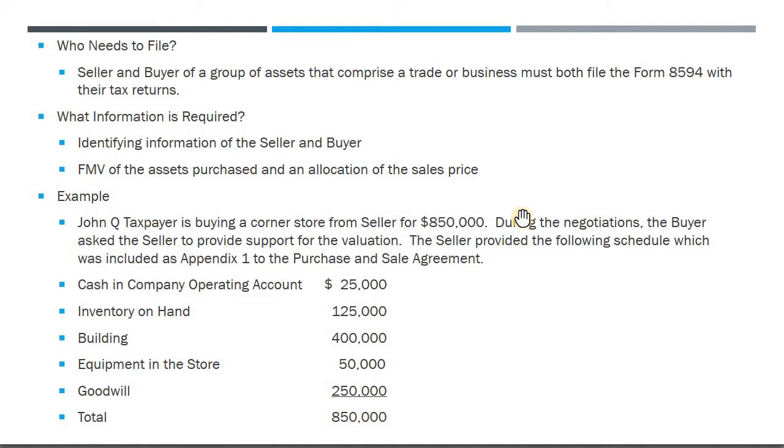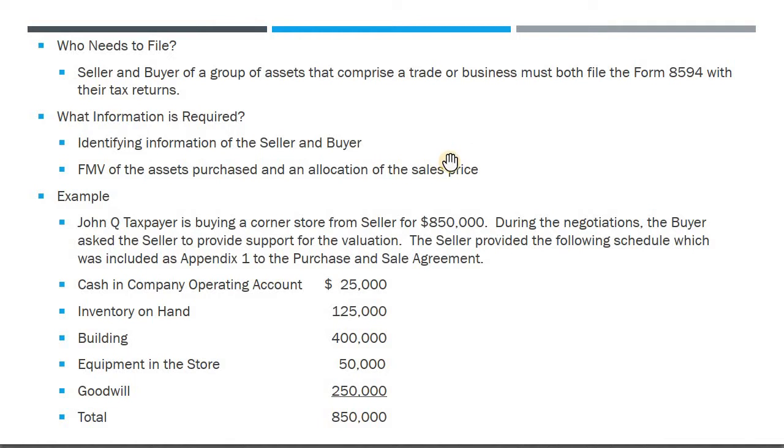Okay, so who needs to file? Like I just noted, it's filed by both the seller and the buyer of a group of assets. And these are assets that comprised a trade or business. So in the example we're going to look at, if you buy, let's say, a corner store from a seller, the corner store has multiple assets within it, right? It's going to have the building itself. It's going to have some inventory, right? Some stock. And then it's going to have some equipment, furniture, fixtures, other things like that. And so if you want to buy the corner store, you want to buy the whole thing, right? And so you're buying a group of assets that comprise a trade or business.